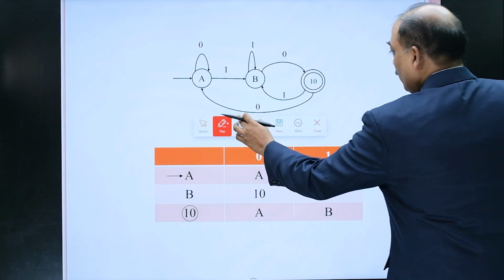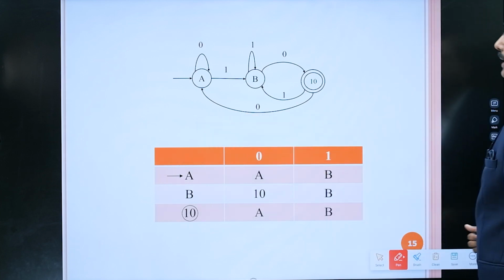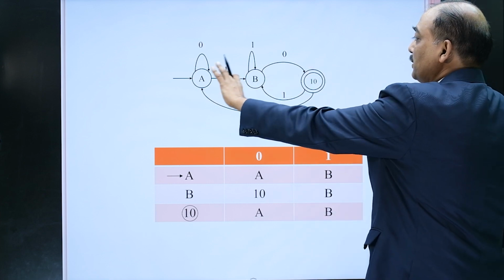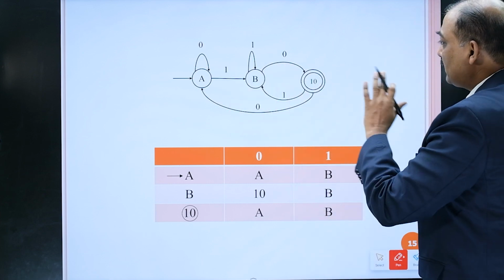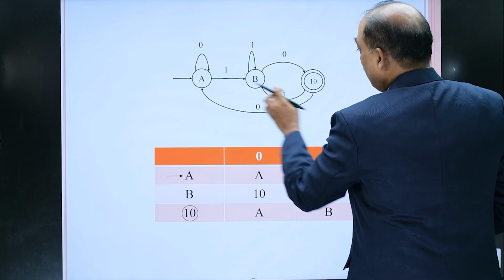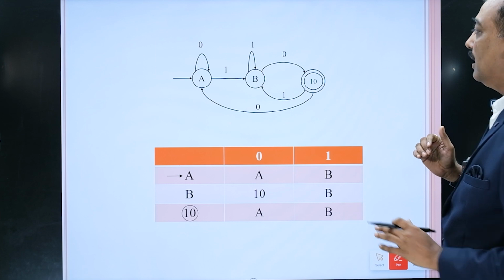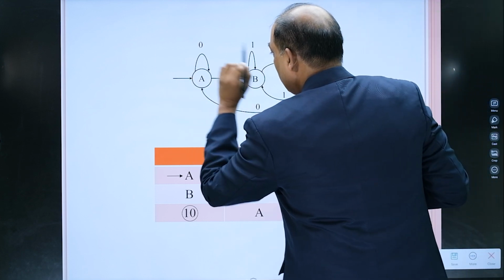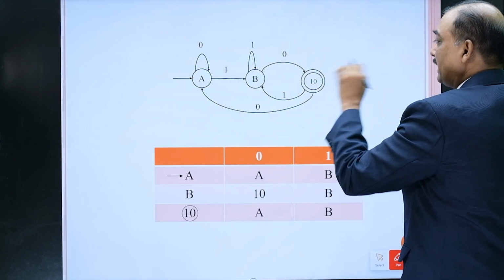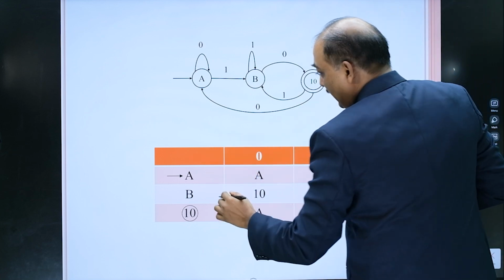Now one more example we will take to build a transition table. This is the given transition diagram. From this we can easily understand there are three states: A, B, and 10. These are not two symbols; 10 is a single state. A is an initial state, whereas 10 is an accepting state.